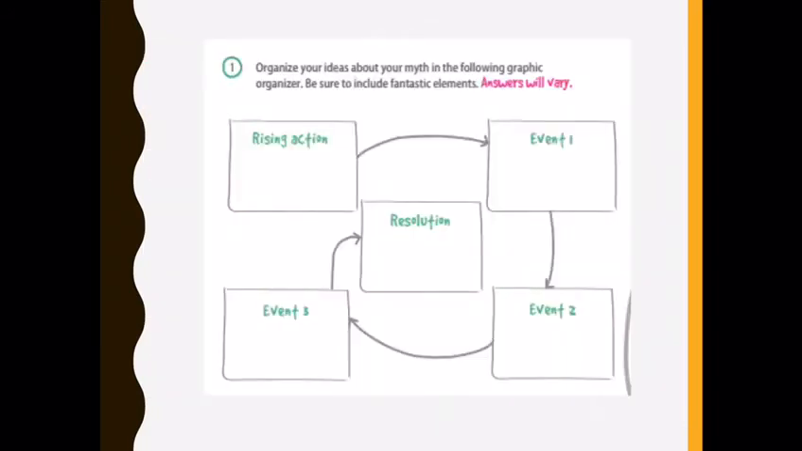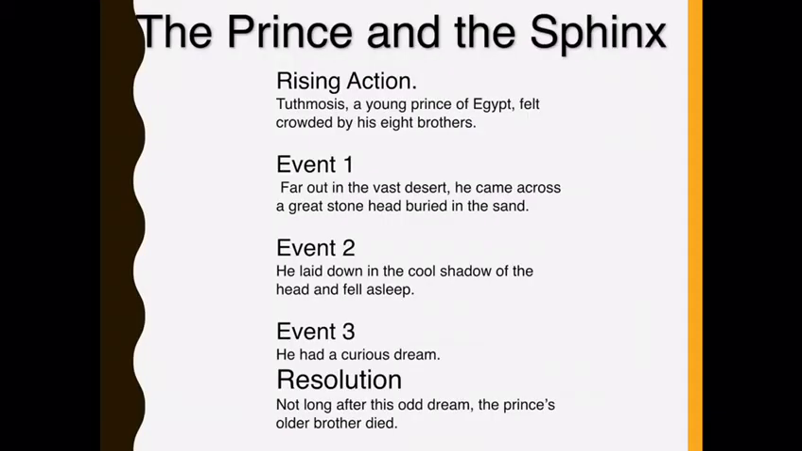Remember that to start writing a story, you need to organize your ideas by following some graphic organizers. I will help you by using the example of the diagram found in the book. Here it asks you to divide your story into rising action, event 1, event 2, event 3, and finally the resolution. Using the example of the myth, the Prince and the Sphinx, our rising action will be: Tutmosis, a young prince of Egypt, followed by his 8 brothers.